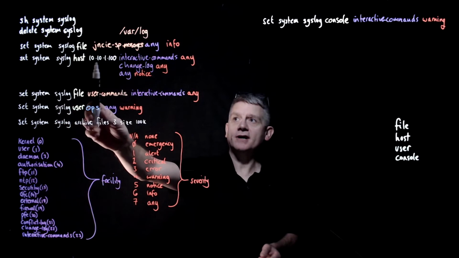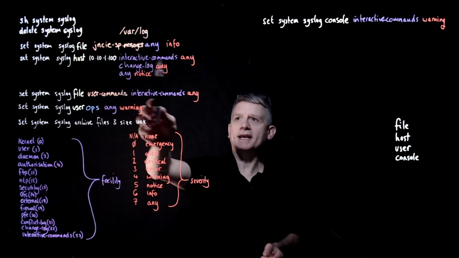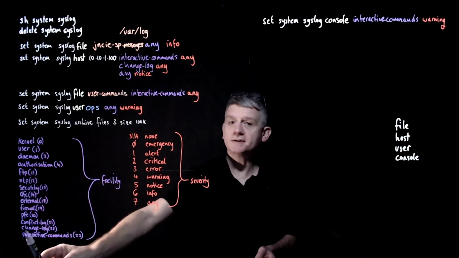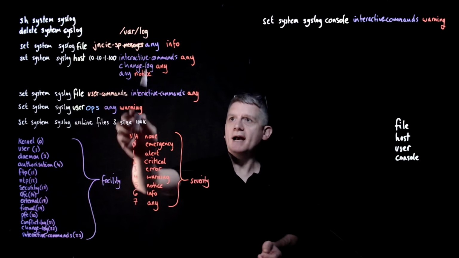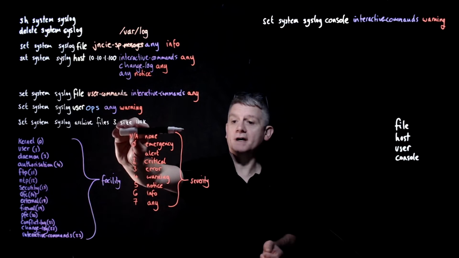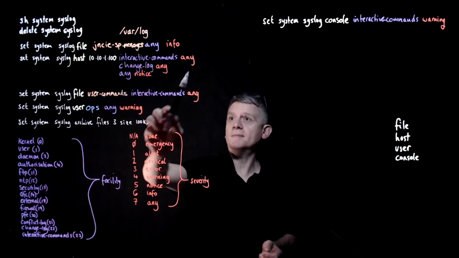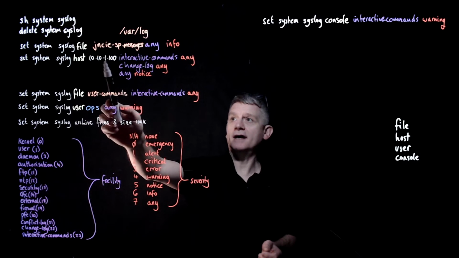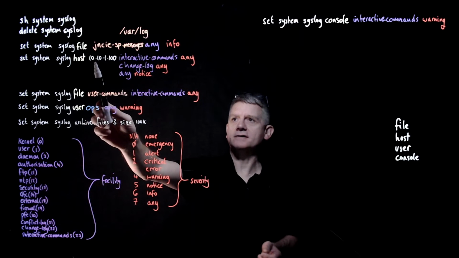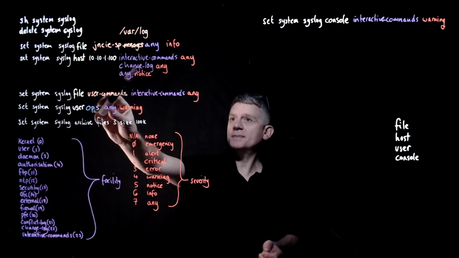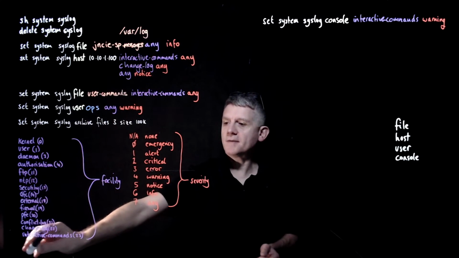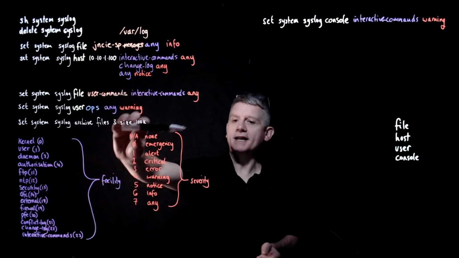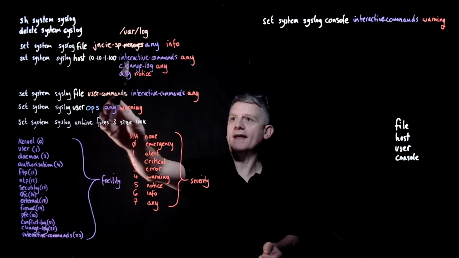Set system syslog host. There's the host. We're going to be putting interactive-commands, which are users' interactive commands, and we're going to be doing the severity of any, which is all of them effectively, and that will go into this syslog host. Now, we're also going to be putting in change-log, so all of the commits and all the information there, and again, that's going to be any severity level, and that will be sent in.